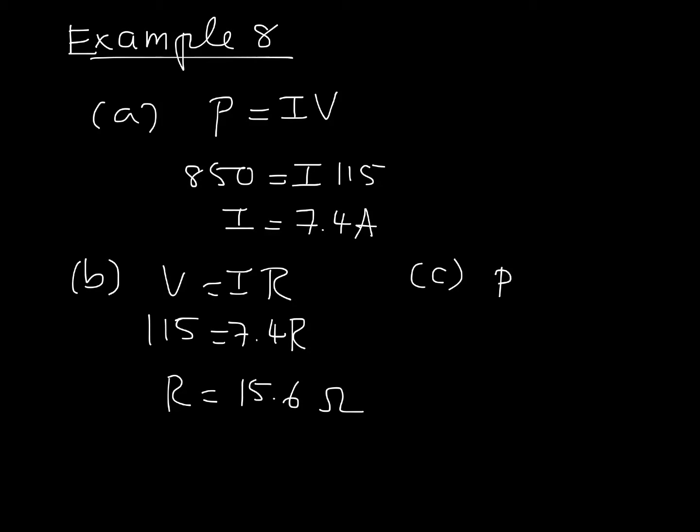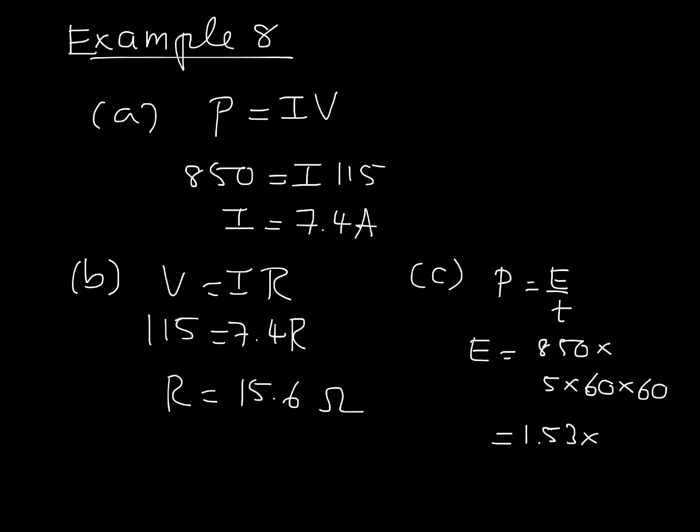C, how much thermal energy is produced in 5 hours? We know that P is E over T, so energy E is P times T. That is 850 times 5 hours. 1 hour is 60 minutes, and 1 minute is 60 seconds. So we have 850 times 5 times 60 times 60, and we've got 1.53 times 10 to the power of 7 joules.